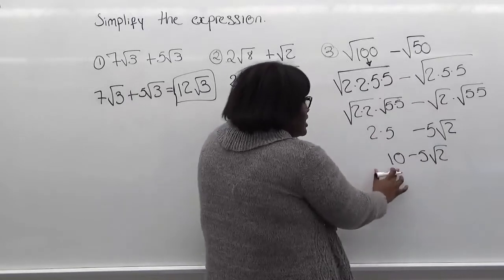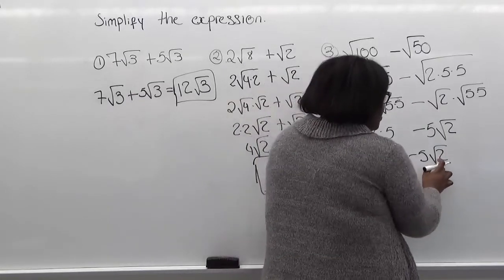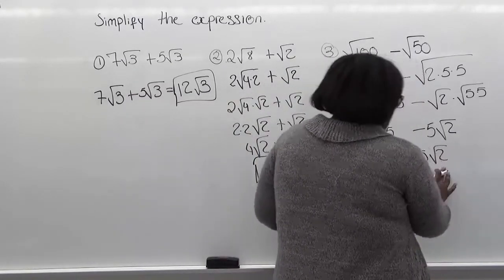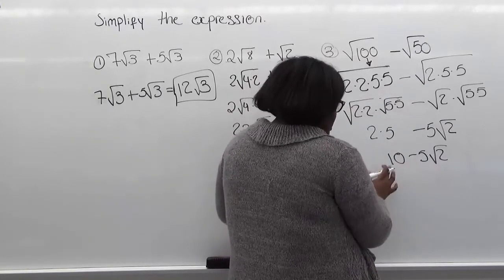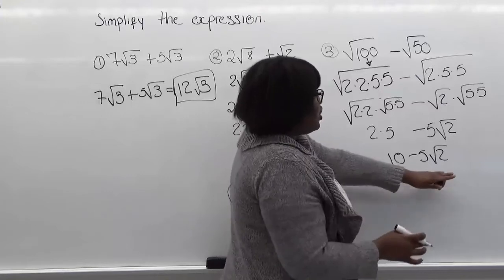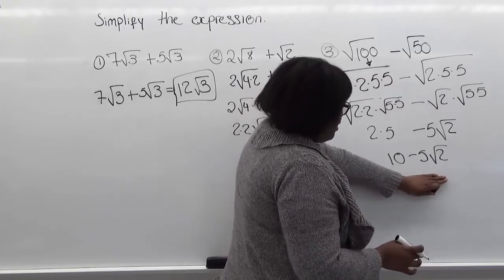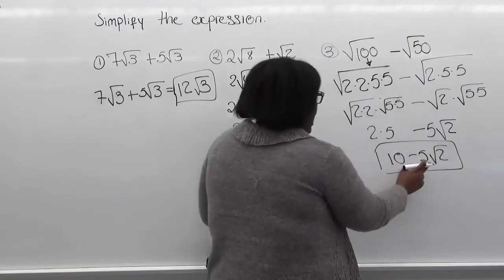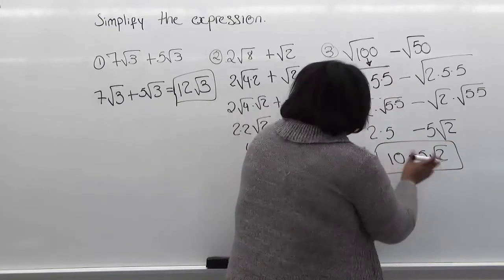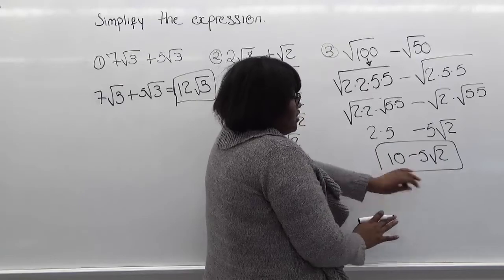Now this number does not have a radical 2 beside it. So we can't do anything to this. This will be your final answer. Because this does not have a radical 2, your answer will remain as this. You cannot do anything with it. You cannot subtract 5 from 10. You can't subtract 2 from 10. You cannot do anything. This is your final answer.